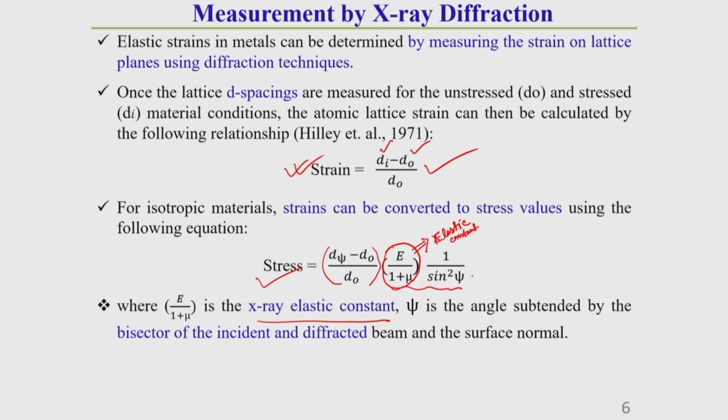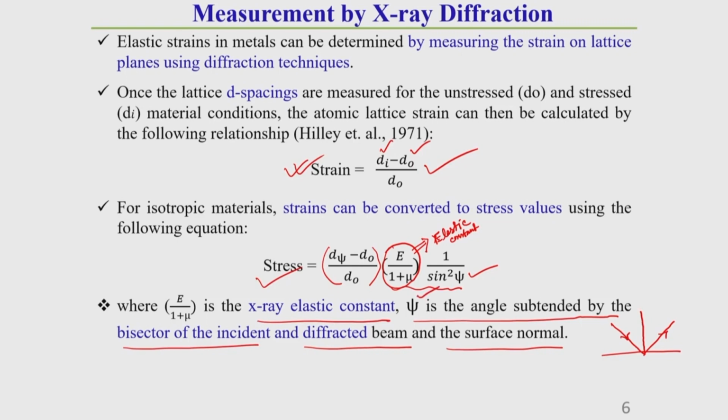And what is this psi? Psi, which I have also written, is the angle subtended by the bisector of the incident and diffracted beam and the surface normal. Let this be a plane, this an incident ray, this the diffracted ray. If in this plane we draw a bisector, then the angle we get is called psi. Keep this in mind.